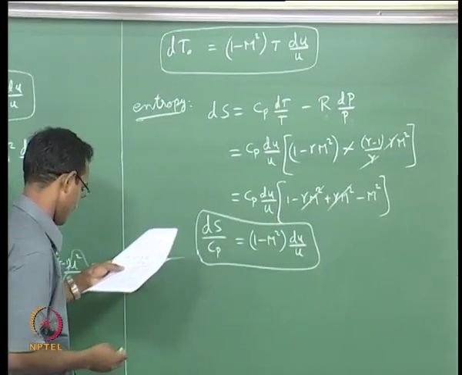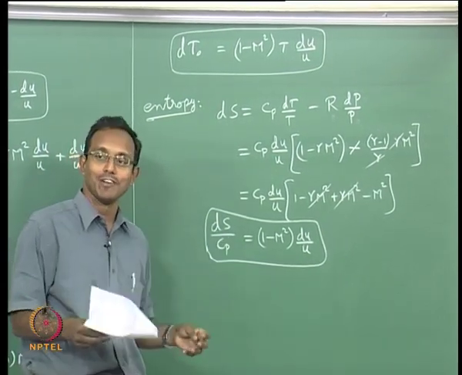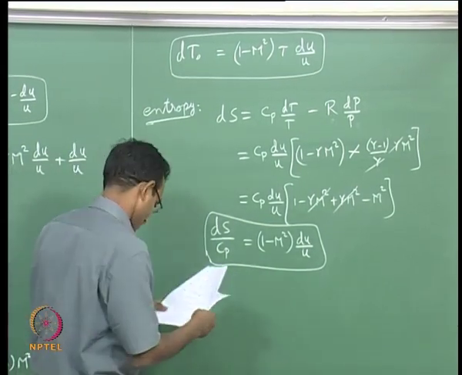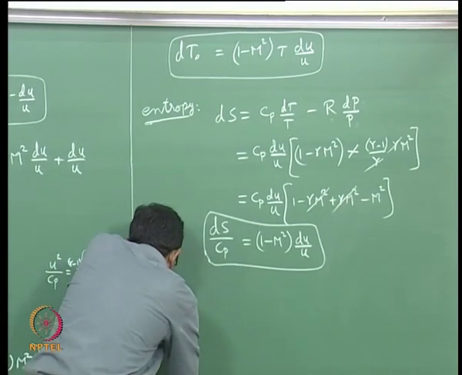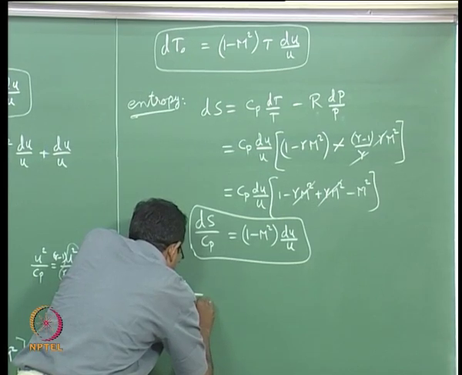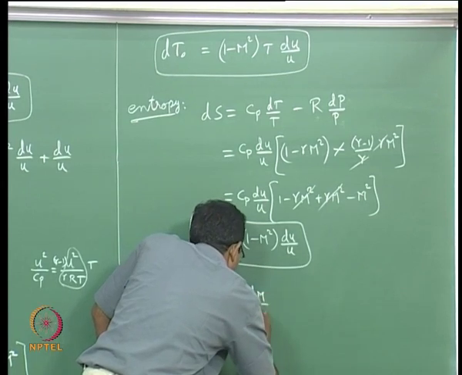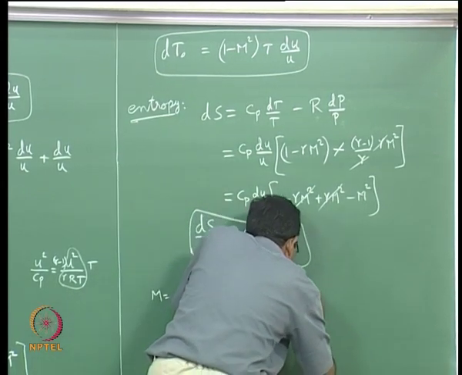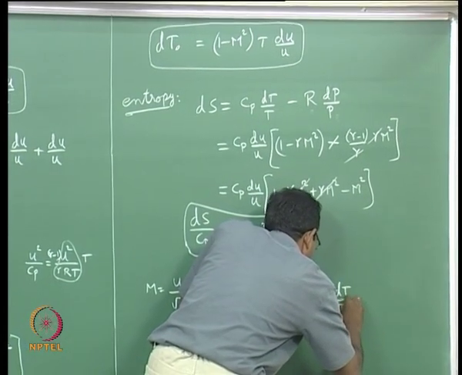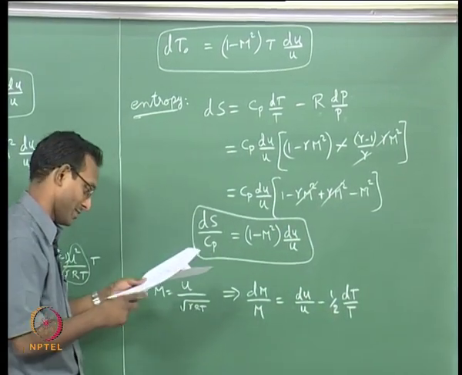One more important relation. Now, as it is always customary for us, we will convert everything in terms of dm by m, that is the only thing left. So, I want to write Mach number relation, m equal to u by square root of gamma rt. So, this is going to give me dm by m equal to du by u minus half dt by t. I think it is a very simple derivation, you can just derive it in no time. We won't do it right now.